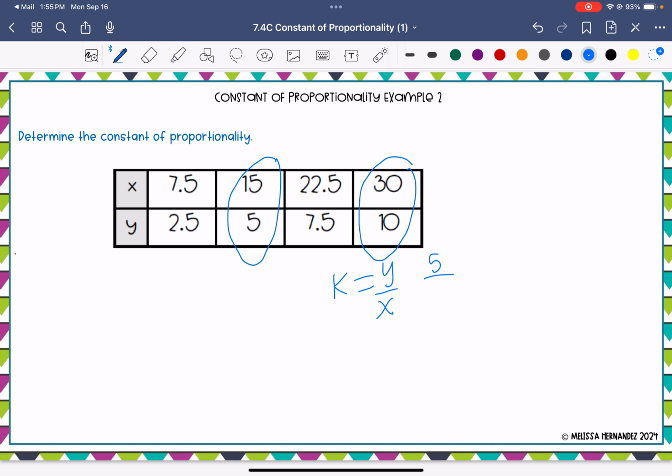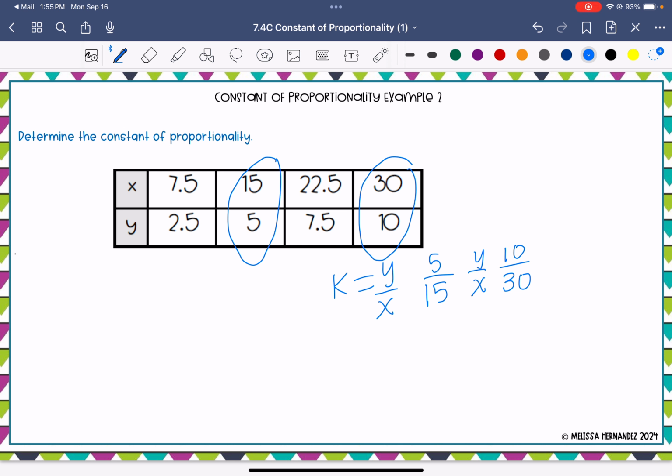The biggest mistake I see kids make is go 15 divided by 3 because 15 is bigger, but it's Y over X. Y is 5, 15 is X. And then for the next ordered pair that I used, 10 and 30.